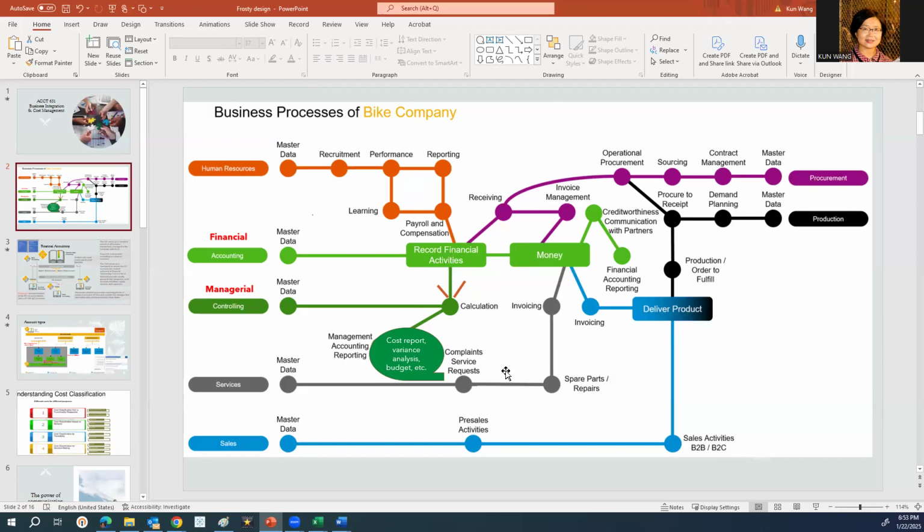And now when you learn accounting, you will have a better understanding of where all of our accounting data come from, what type of reports we need to prepare, and what type of data or information we can provide to the different users. So that's the way the accounting function can benefit the overall business operations.